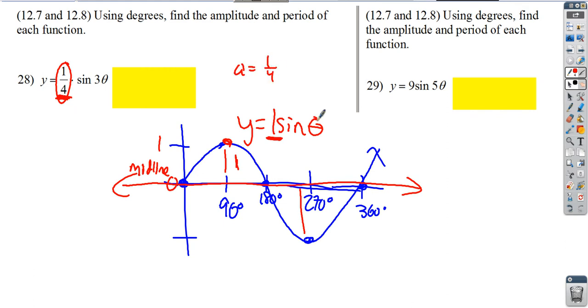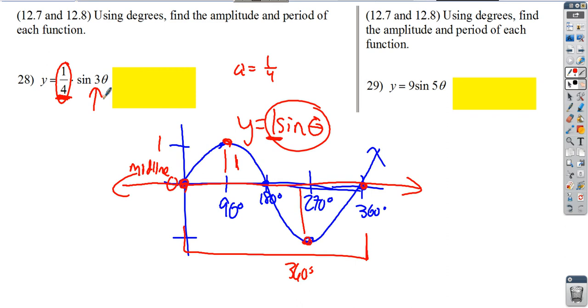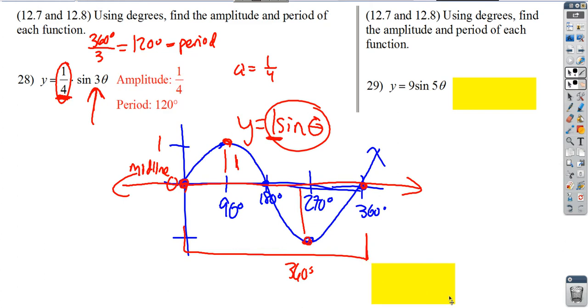Okay, the period of a regular function is how often it repeats. So you can see it starts here, goes to a peak, then it goes to a low, and then it's back at its starting point. This distance here, the time that it takes to go through one complete cycle, for the regular sine function, is equal to 360 degrees. However, if you put a number right here, it takes 360 and divides it by that number. So 360 divided by 3 is 120 degrees. That's the period. This basically means it's going to cycle through 3 times faster. So instead of taking 360 degrees to get there, it will take 120 degrees. So there's our two values.